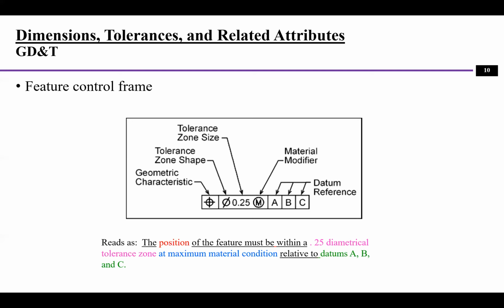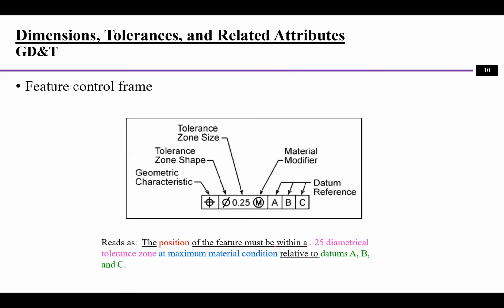So tolerance zone shape. This is a diameter, right? Which means that the feature's diameter should be within a tolerance zone of 0.25. Pay attention here: 0.25 is not a tolerance, it's a tolerance zone from the smallest to the biggest. What is the range? That is a tolerance zone.